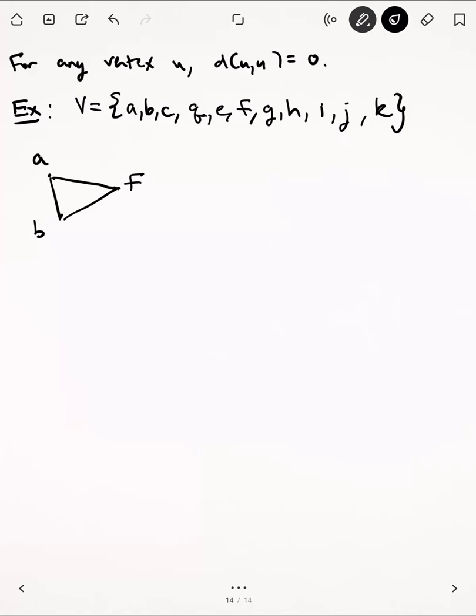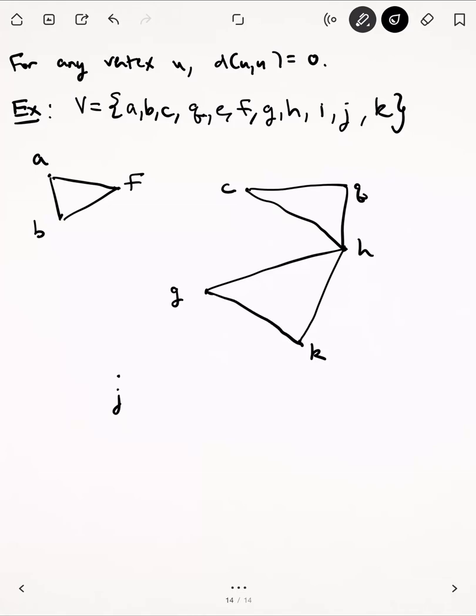So we have this graph here, and then we have C, Q, H, G, K, and J, and then we have E and I. So let's say the graph is this graph right here.